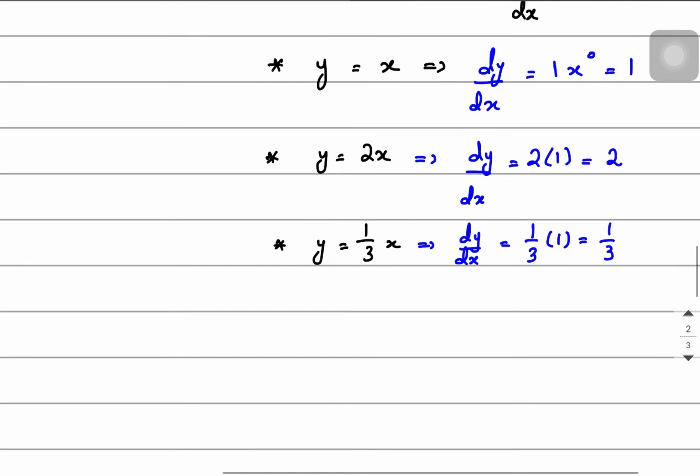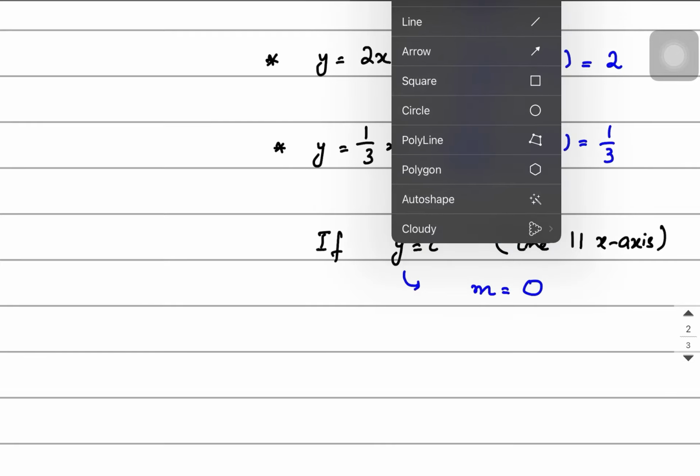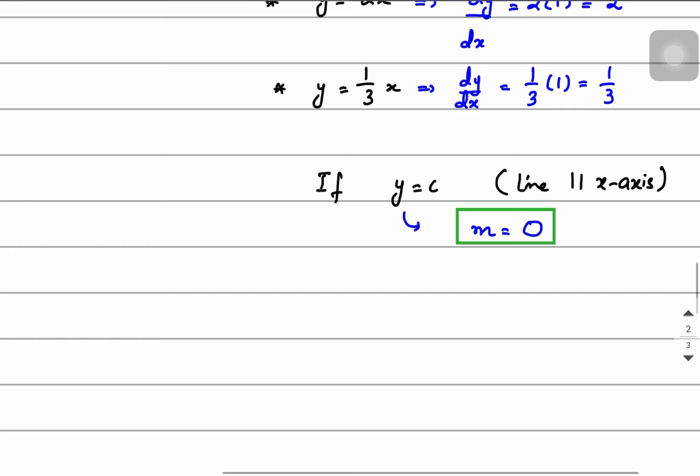What if we have y equals a constant? Basically this is a line which is parallel to the x-axis, right? If a line is parallel to the x-axis, we know that the gradient of this line is 0. So it means if we have y equals c, then the derivative is going to be 0. And you know what a derivative is? The derivative gives us the approximate change.